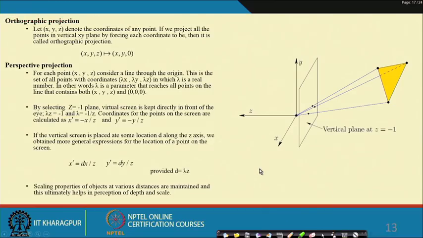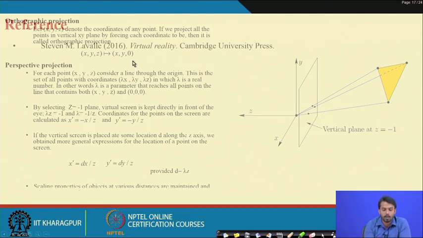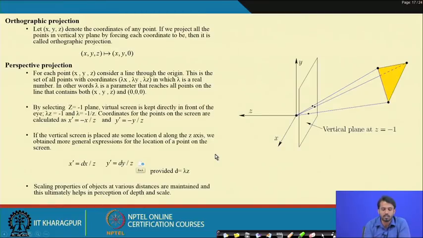Next we will see orthographic projection and perspective projection. The orthographic projection stands for the case having the z axis as 0. That means if x, y, z denotes the coordinates of any point, and we project all the points onto the xy plane by forcing each coordinate to be projected in that plane, then it is called orthographic projection, in which the projection is on the x and y plane. That means the z axis stands for 0.